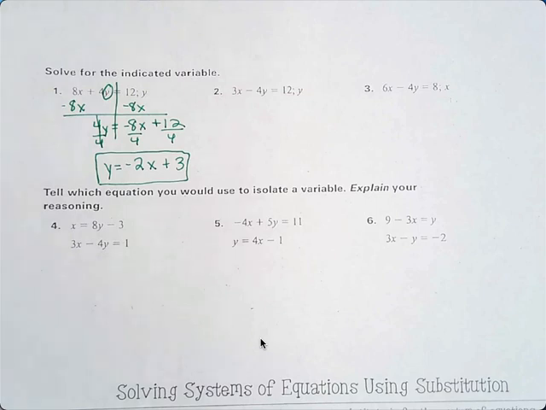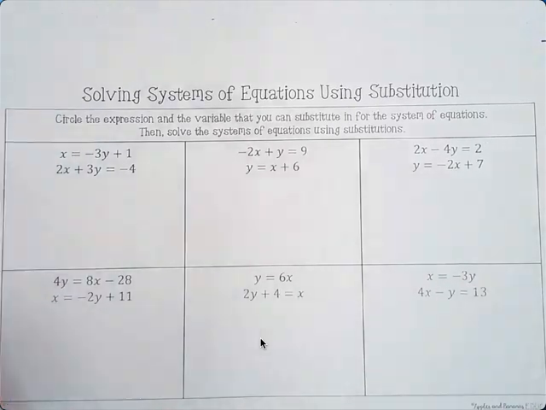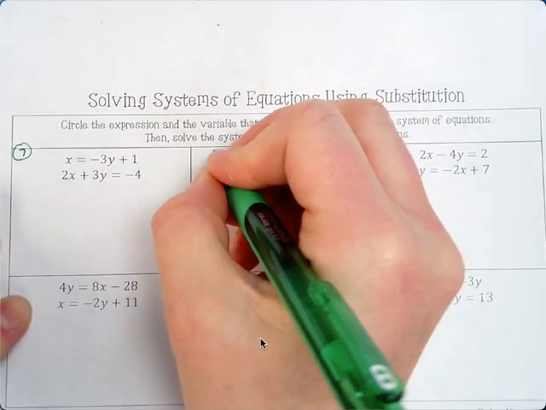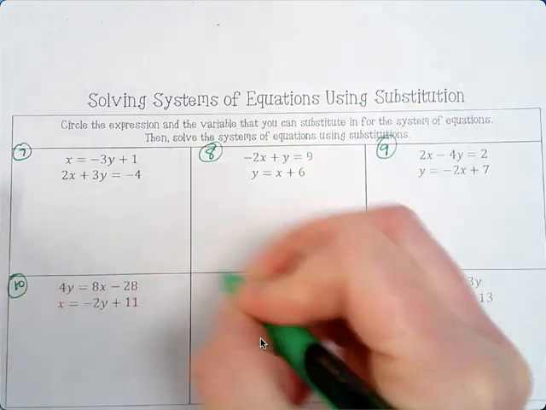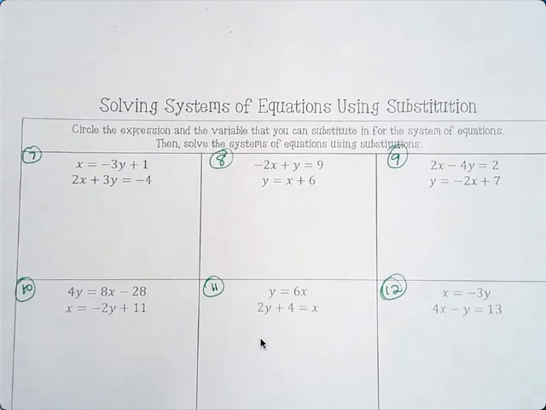Okay, 4, 5, and 6, it says, tell which equation you would use to isolate a variable. Explain your reasoning. So if it's already solved for a variable, then that would be easy to explain. So you're going to say either the first or the second equation, and then explain why. And then down here it says, circle the expression and the variable you can substitute in for the systems of equations. Then solve the systems of equations using substitution. You can use a separate sheet of paper because there's really not enough room here. So this would be considered 7, 8, 9, 10, 11, and 12. Okay, so you have the rest of the class period to work on this, and if you need help, I can come around and help you.